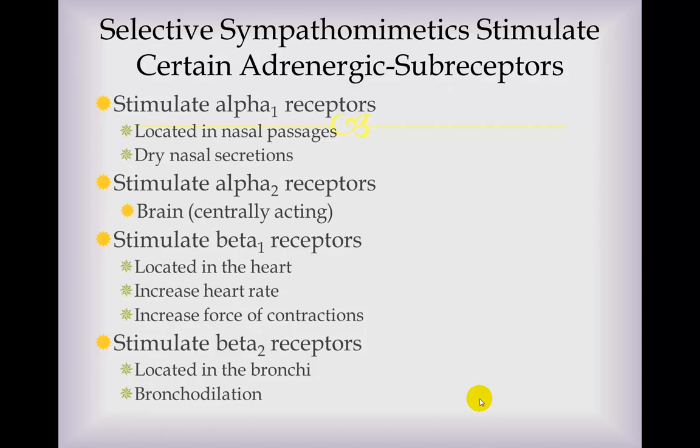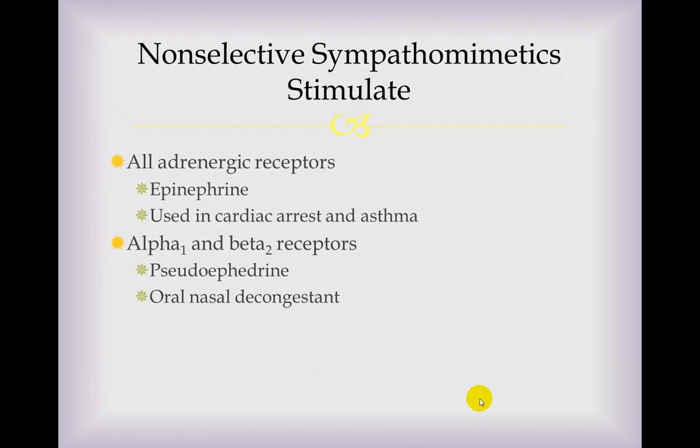And then we stimulate beta 2 receptors. Beta 2 are located in the bronchi, and so stimulation of those are going to cause bronchodilation. So if we're using selective sympathomimetics, then we can get targeted responses. Now, non-selective sympathomimetics can stimulate all the adrenergic receptors by causing norepinephrine to break down into epinephrine.